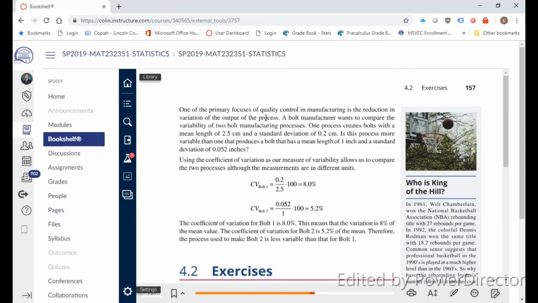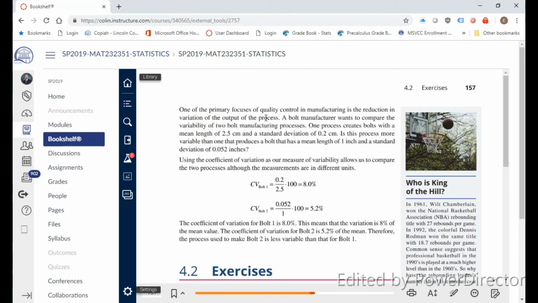It says one of the primary focuses of quality control in manufacturing is a reduction in variation of the output process. A bolt manufacturer wants to compare the variability of two bolt manufacturing processes. One process creates bolts with a mean length of 2.5 centimeters and a standard deviation of 0.2 centimeters. So it's already calculated for us. Is this process more variable than one that produces a bolt that has a mean length of 1 inch and a standard deviation of 0.052 inches? So you can see the measurements are completely different. The standard deviations are completely different.